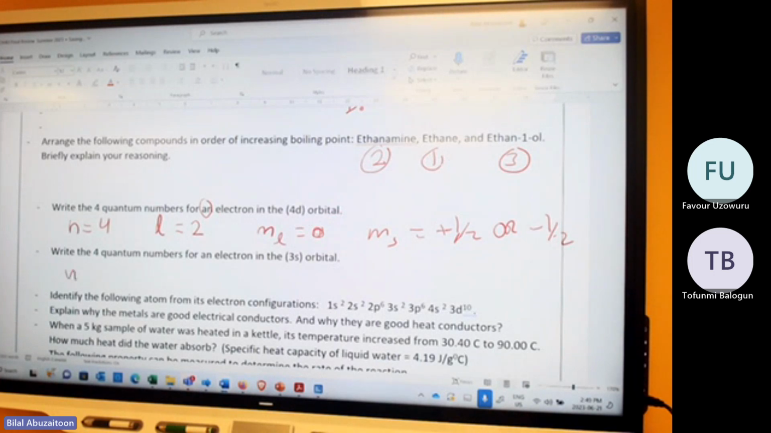What about the 3s? N equals 3. L equals 0. That's right. M sub L equals 0. Only 0, the only value. M sub S equals plus or minus half. Or as Eden said, plus minus half.